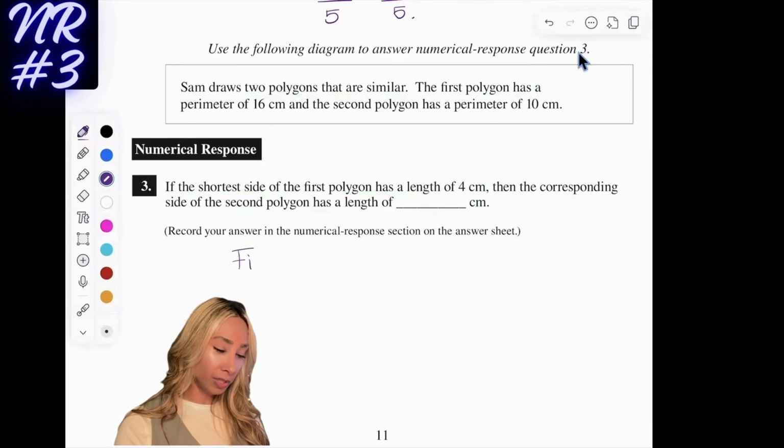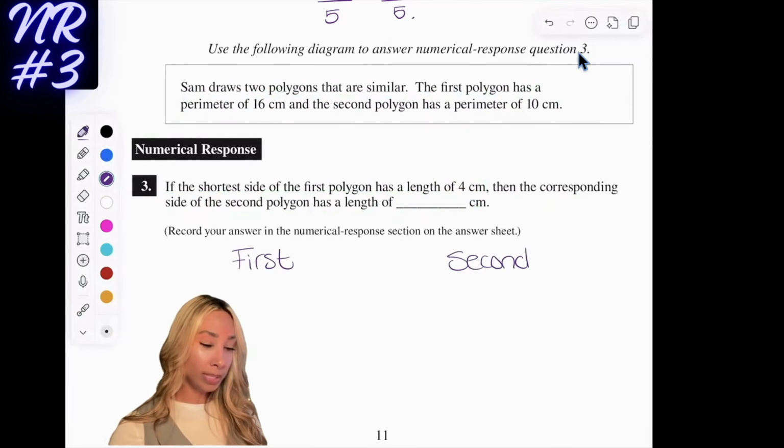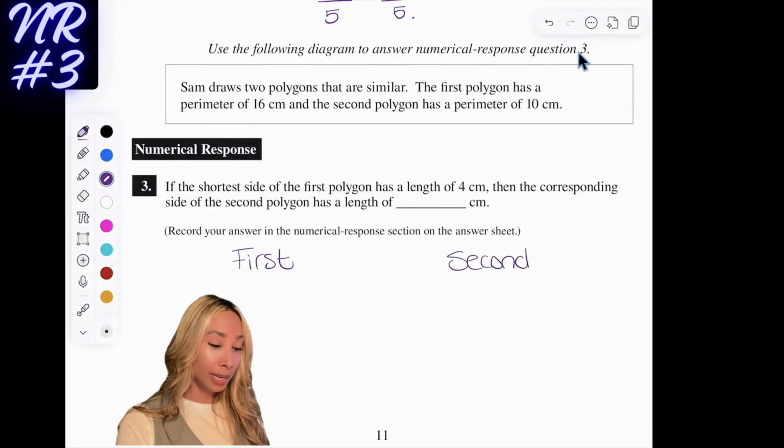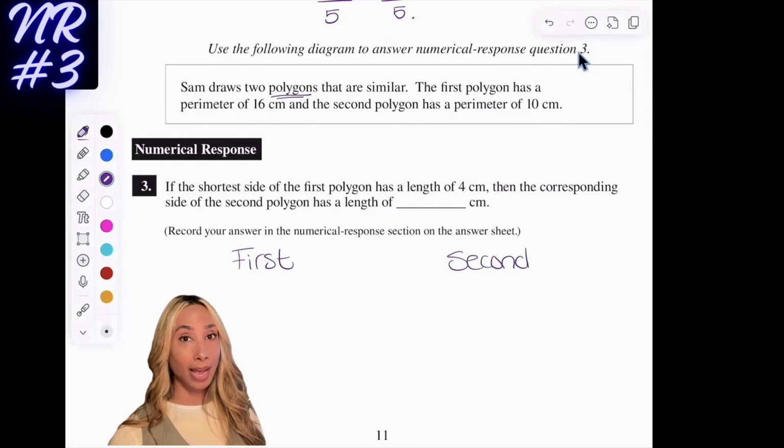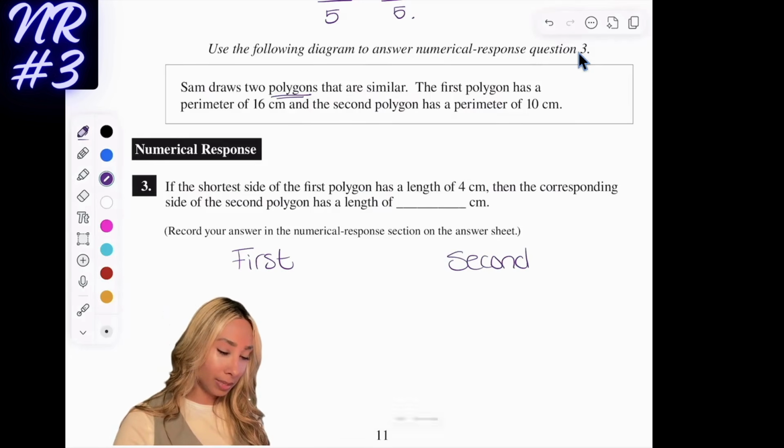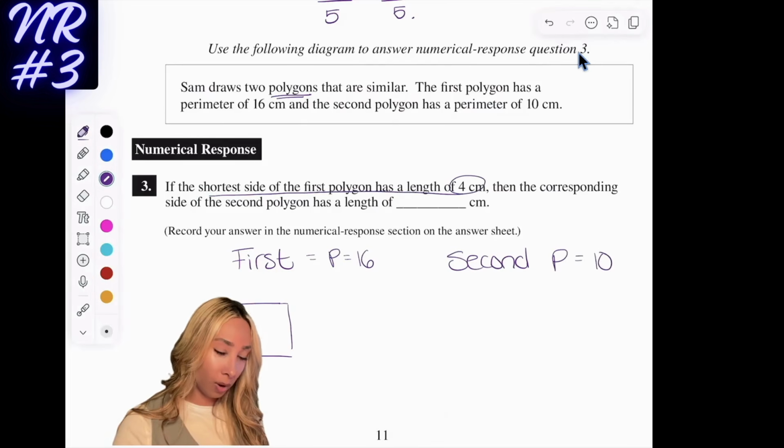So we're going to start with the first. And then we're saying it's a polygon, which means it really could be any shape. It could be a square, it could be 5-sided, like a pentagon. It could be anything, but I'm going to keep it as a square or a rectangle. Now it says the perimeter of the first one is 16. And the perimeter of the second one is 10. Now it says here the shortest side of the polygon has a length of 4.